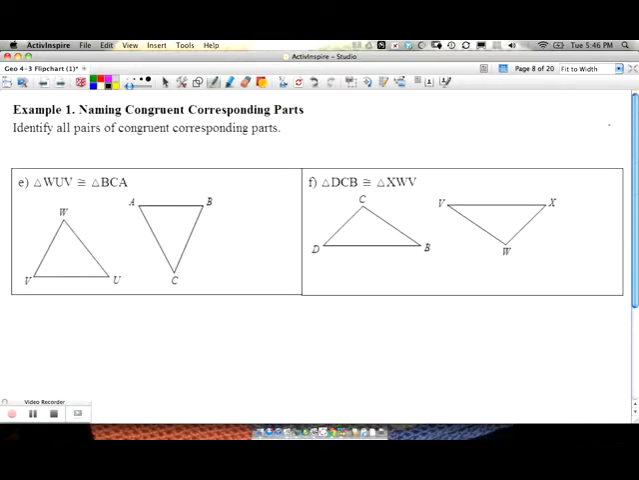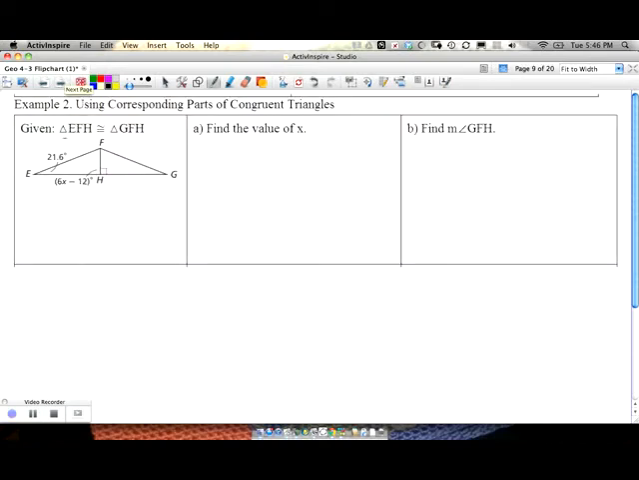We got more of this? I think we do. Identify all pairs of congruent and corresponding parts. I'm actually going to hold off on E and F here. Feel free to try them yourselves. Check with a friend or something. But in the sake of time, let's move on to the next one.